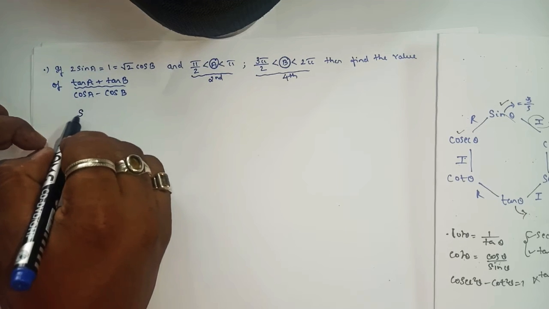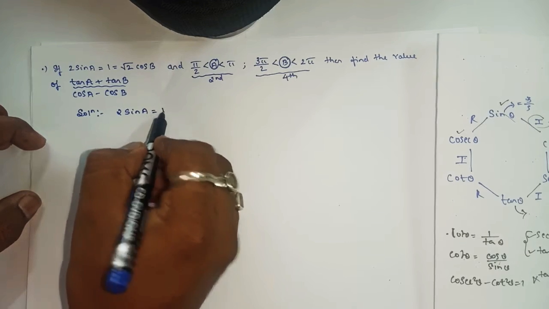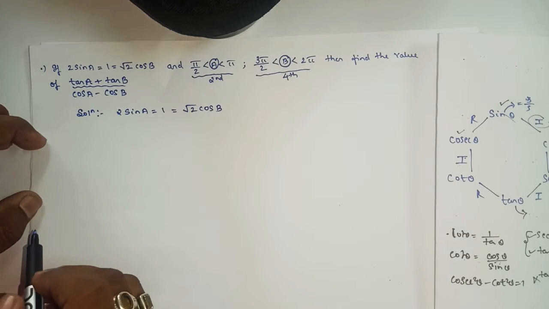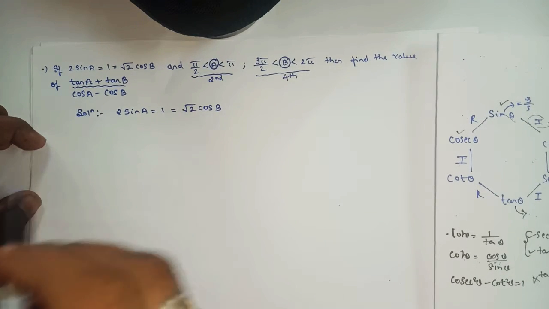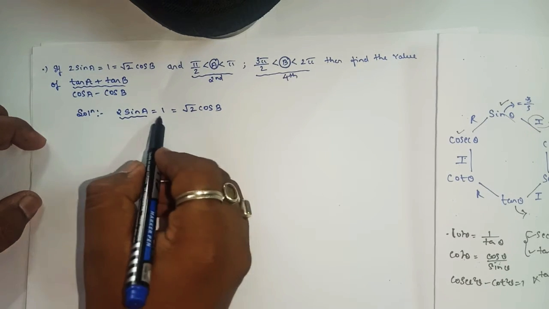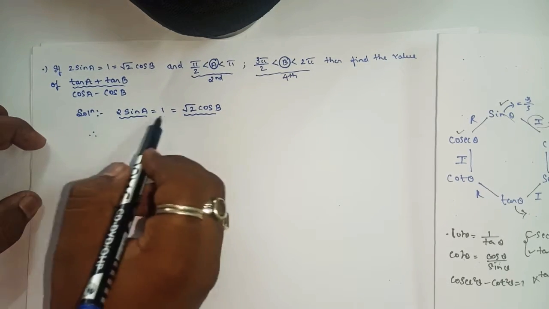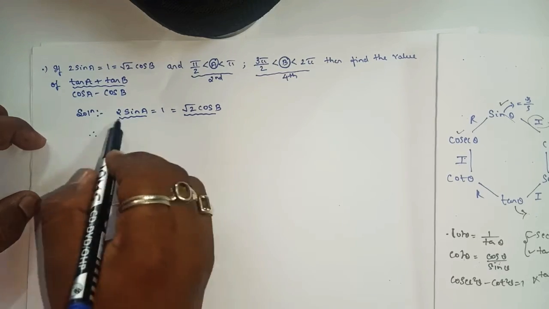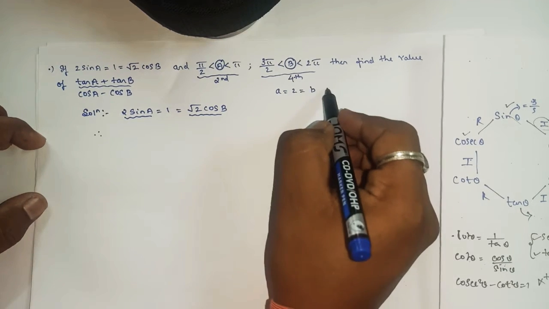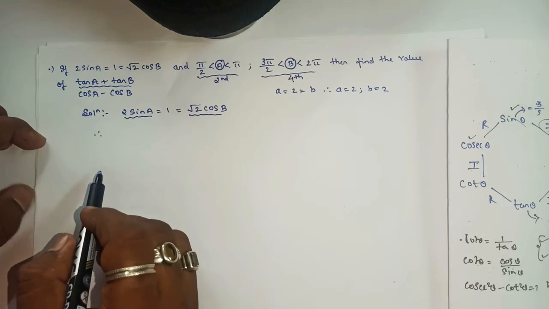In the question it says that 2 sine a is equal to 1 is equal to root 2 cos b. So indirectly or directly, can I say 2 sine a is equal to 1 and root 2 cos b is also equal to 1? Yes or no? We'll separate this part first, as all three sections are equal to each other. Suppose I say a equals 2 and 2 equals b, therefore a is 2 and b is also 2. Yes or no?